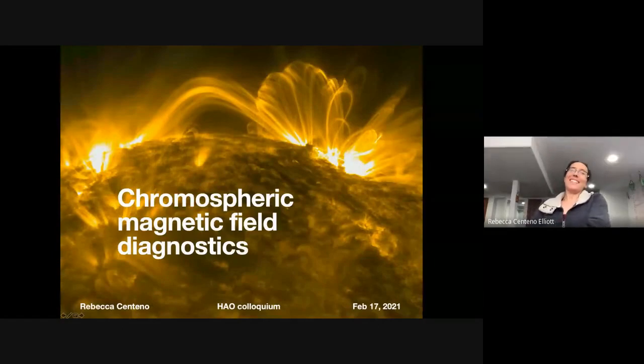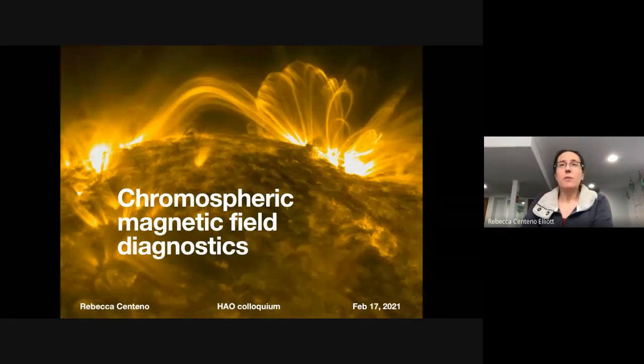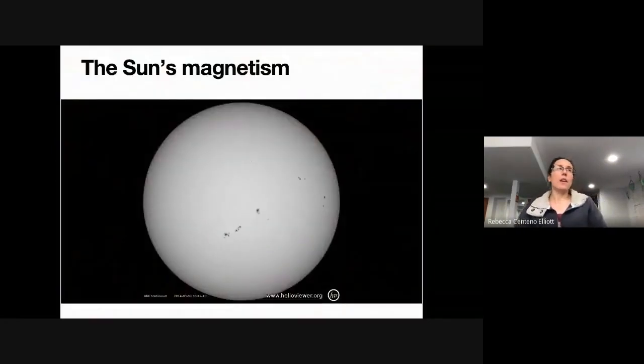So today I'm going to be talking about magnetic field diagnostics for the chromosphere of the sun. And I know there's several non-solar folks in the audience. I'm going to start with a very brief and superficial introduction to the sun, its magnetism, and why we care about measuring them, which is essentially what I do.